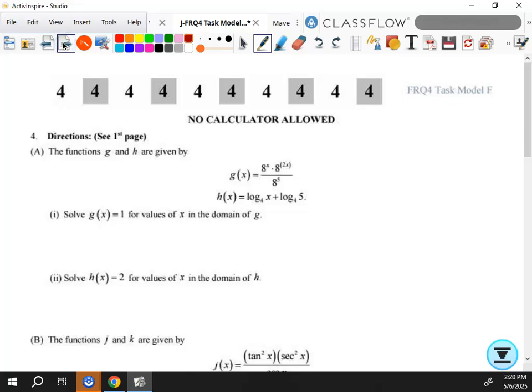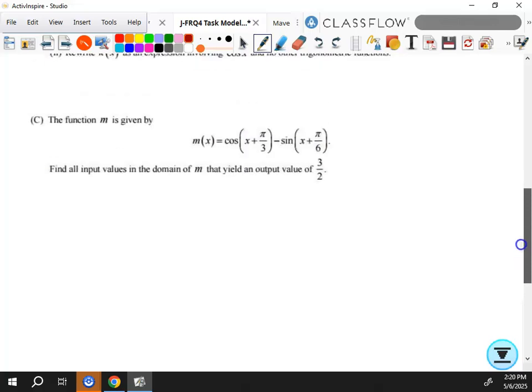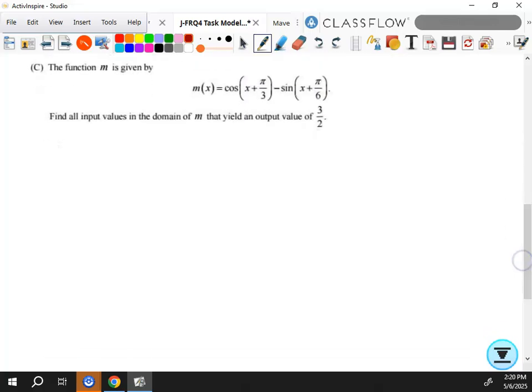Find F. F. It has the 8s at the top right here. But then we're going to go all the way to the bottom. And we're going to do C. We're going to start here.